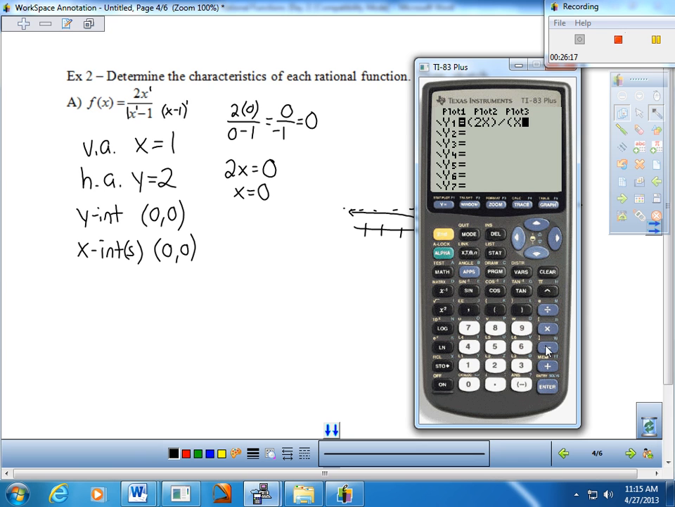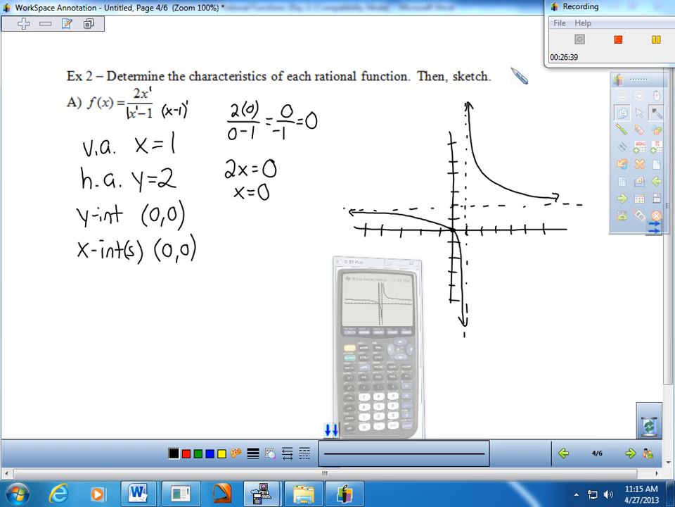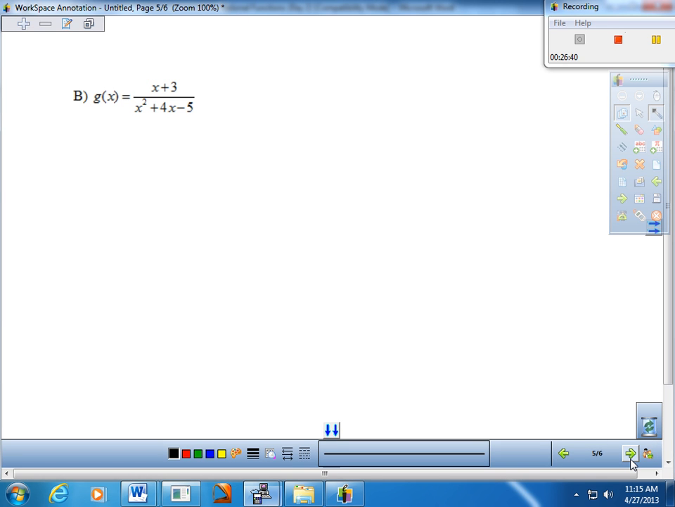And we've got this, x minus 1. Not a great window. Let's go back and zoom standard. There we go. And did I do it justice? Yeah, hopefully it was decent. Great. Let's go get letter B.